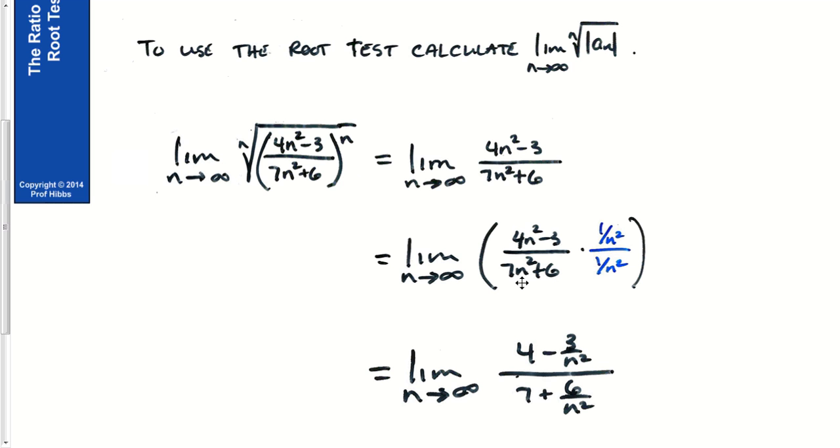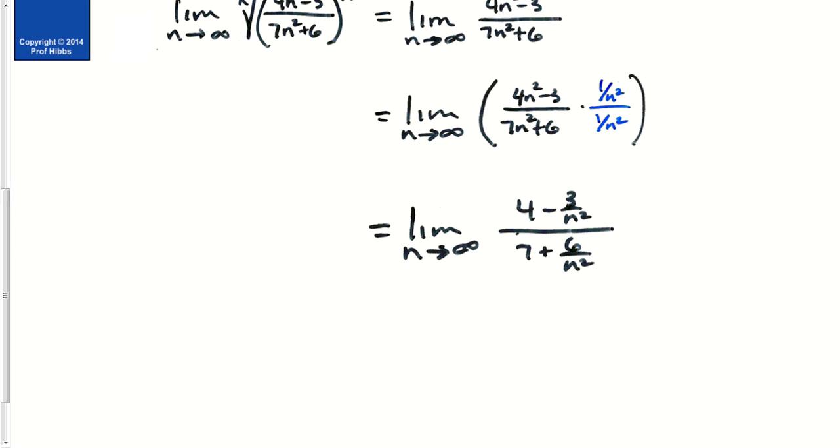And 1 over n squared times 7 times n squared, the n squareds cancel, so we're left with 7. And of course, 1 over n squared times 6 looks like this. And so now when we're taking the limit of this expression, we have 4 minus 0 as n goes to infinity, this term is 0 and this term is 0, isn't it? And so we end up with 4 minus 0 over 7 plus 0 as we take that limit. And of course, 4 over 7 is less than 1.